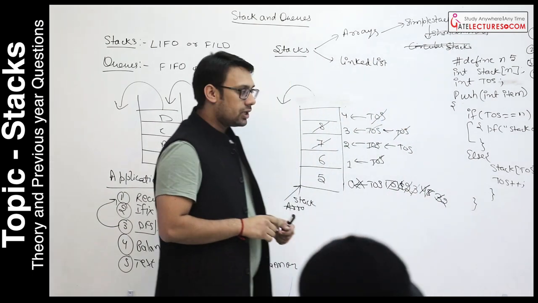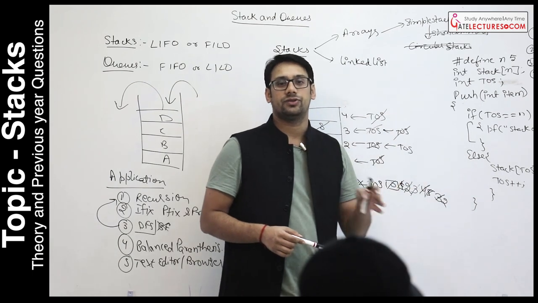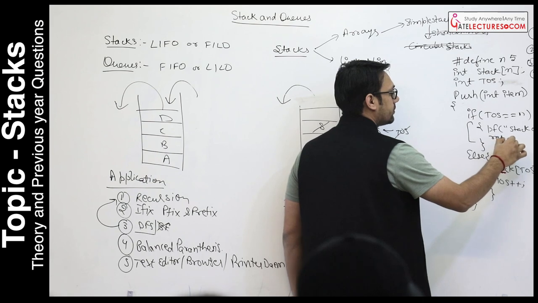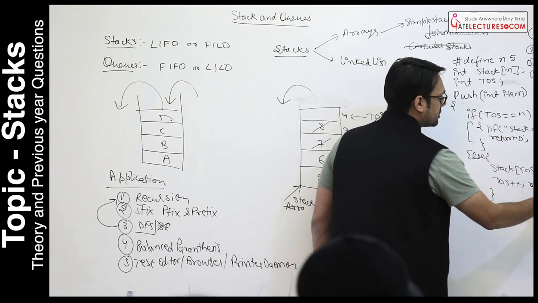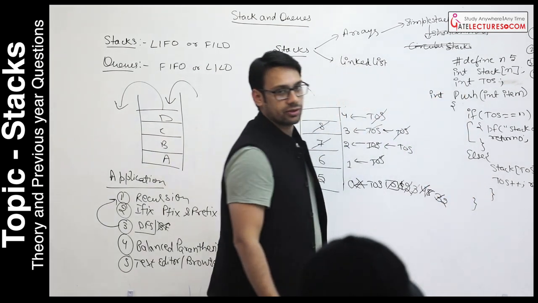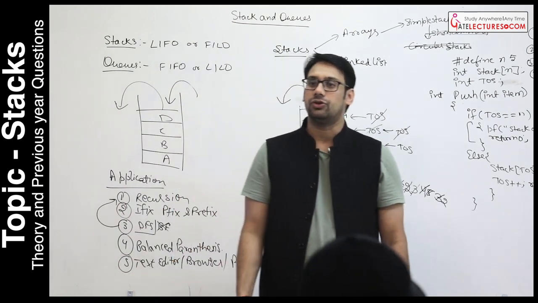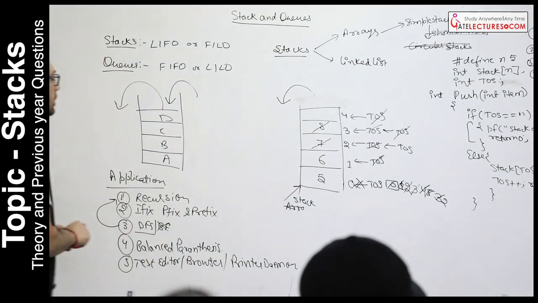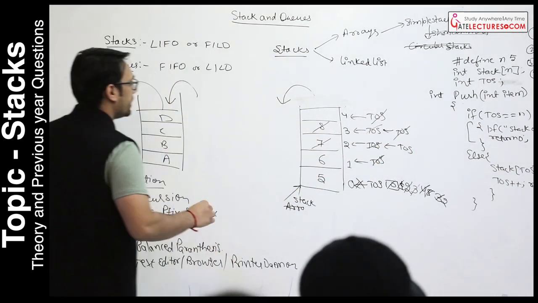Fine. Now here you can use some return types just to show whether the operation was successful or not. If the operation was not successful, then I can just return 0, or I can return 1 if the operation was successful. Then the return type will be integer. This is totally depending on your implementation, whether you want to return 0 or 1. Fine. Now this is a simple implementation of a push function. Now we have to see a simple implementation of pop function.